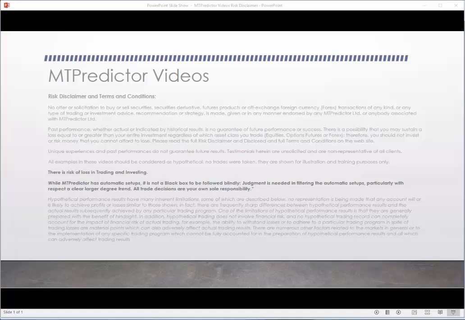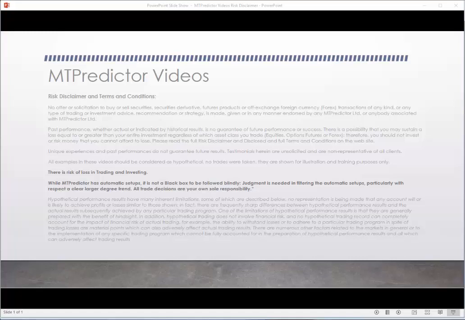In today's MTPredictor video, I'd like to take a look at cryptocurrencies, and in particular Bitcoin. In the latest MTPredictor version, we've now added support for cryptocurrencies using the bar chart data feed.